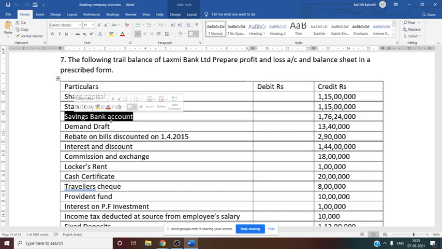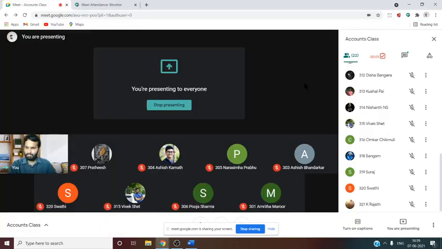Sometimes they will give you gold in the question. Gold you can consider as investment of the bank. Gold is investment for the bank. Similarly, silver you can consider as other asset, or non-banking asset. In the case of non-banking asset, it is schedule number 11. Schedule number 11, non-banking asset, silver information you need to write there.